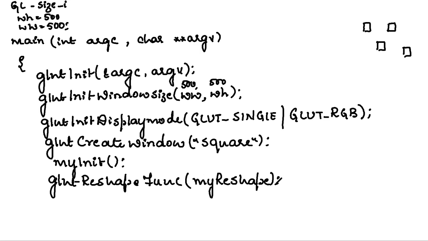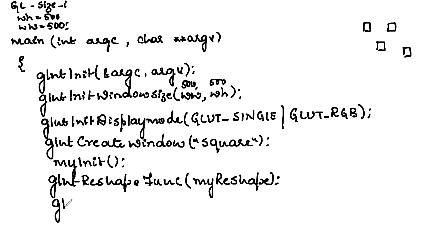So if you look at it, we have initialized, then the window size is done, then we have taken the display mode, initialized the buffers, created the window, we have called the myInit, and after that we have written the reshape function. And now whenever we press the left button at a position, we need to draw the square, and whenever we press the right button, we should terminate. So for that we would require a mouse function.